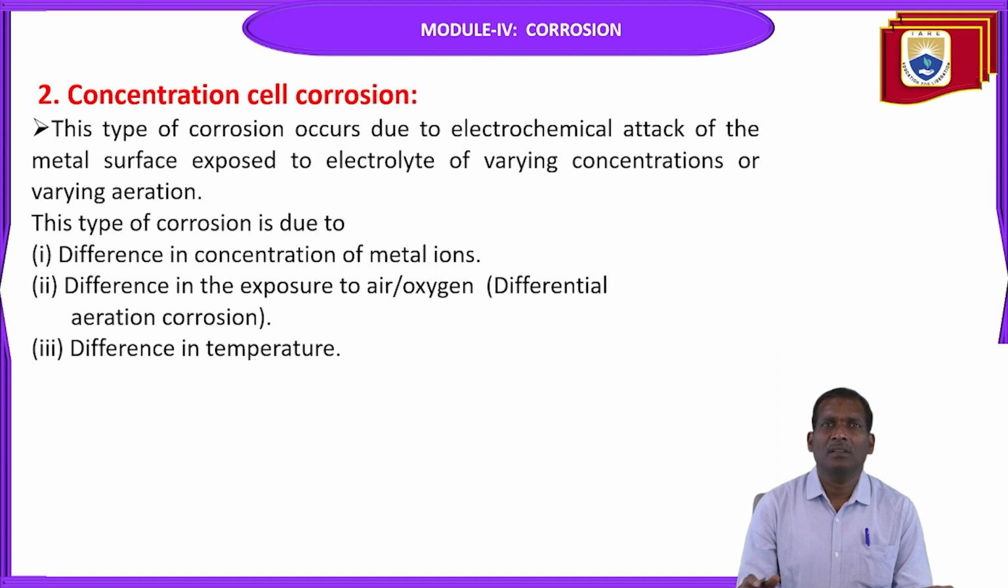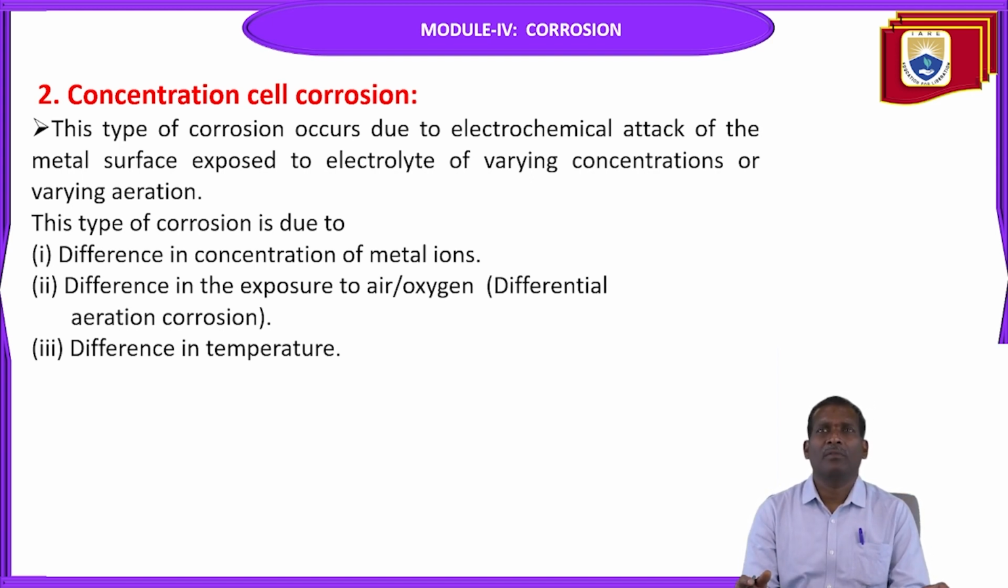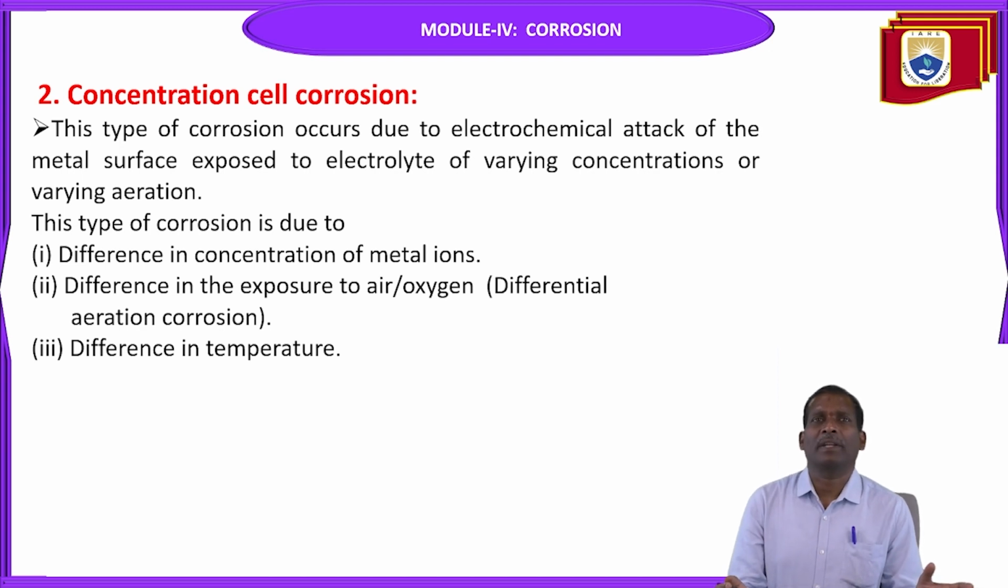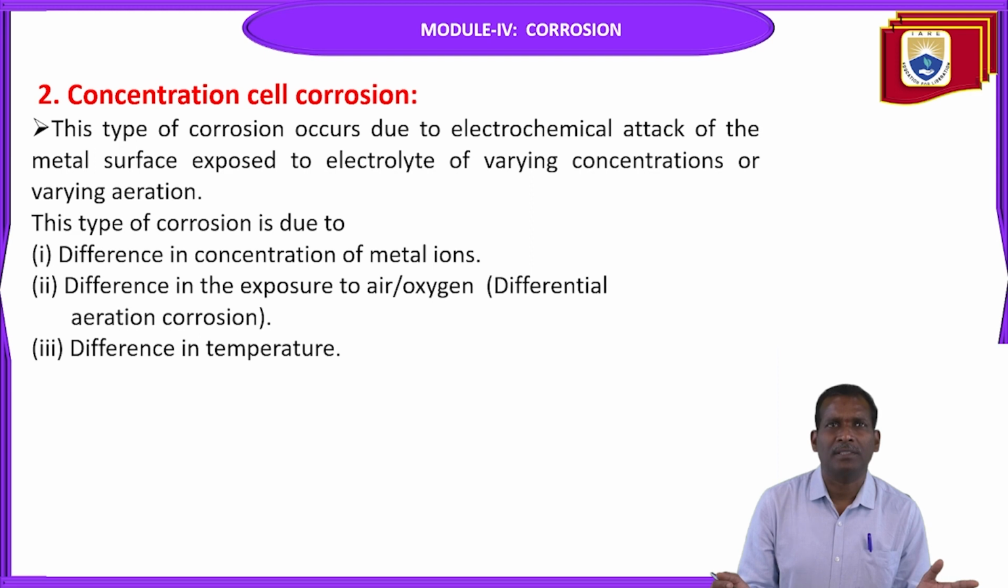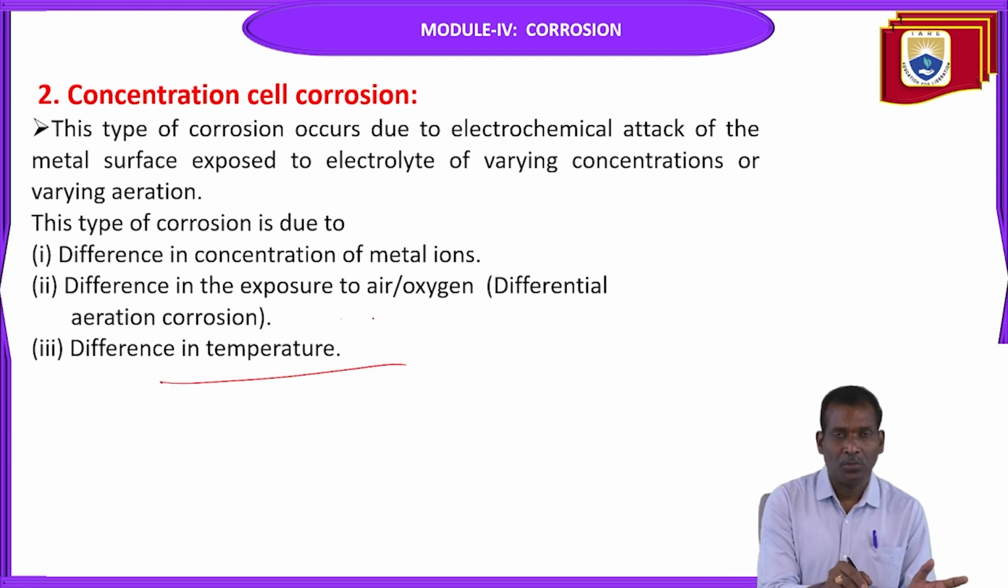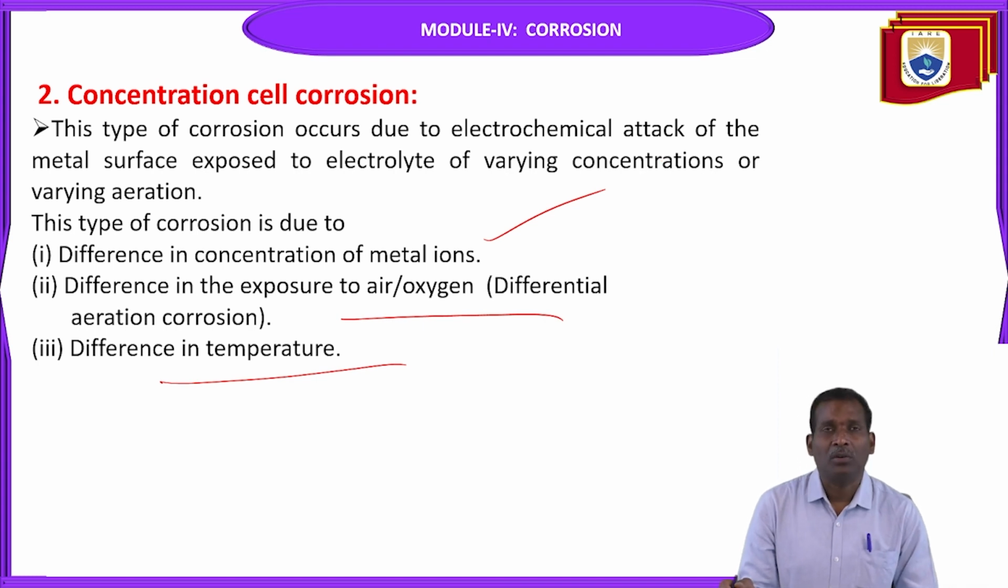The electrolyte varies with different concentrations or varying aeration. This type of corrosion is due to the difference in concentration of metal ions. Whenever there is a difference in metal ion concentration, corrosion will happen. That corrosion is concentration cell corrosion. It happens due to the concentration difference. A difference in exposure to air or oxygen is differential aeration corrosion; a difference in temperature or concentration can also cause this type of corrosion.